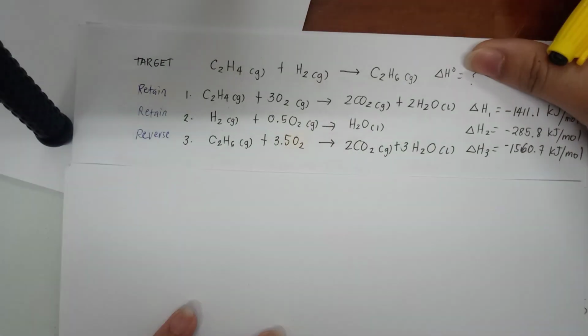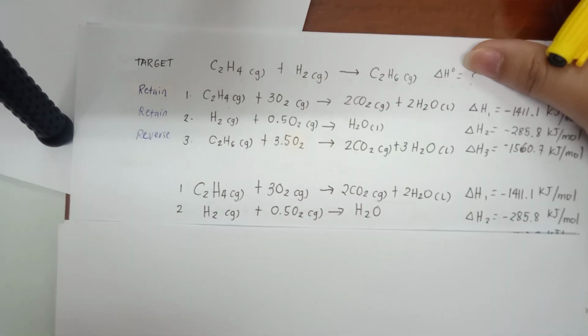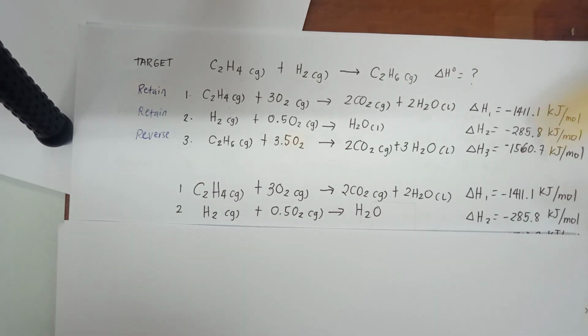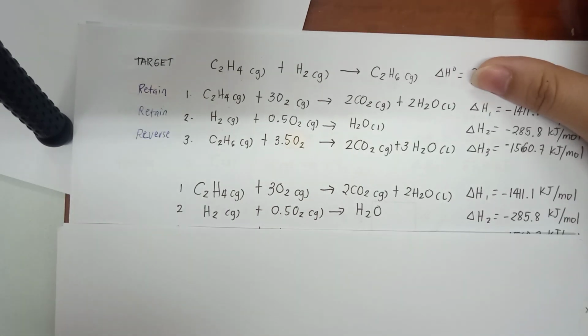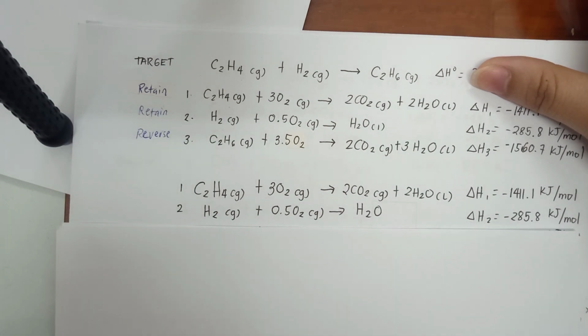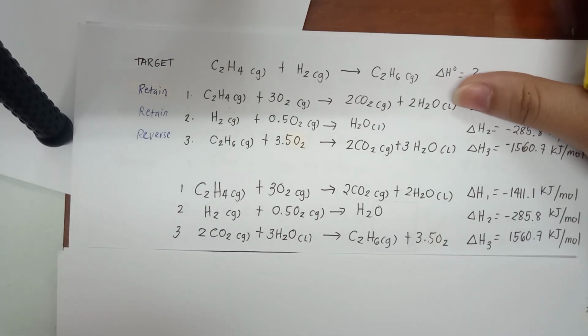So, pag ni-retain natin, kukopyahin lang natin yung mga intermediate reactions na i-retain together with their enthalpy. And then, pag ni-reverse natin, magiging reactant lahat ng product at yung product ay lahat ay magiging reactant and the enthalpy will be reversed from negative magiging positively charged. So, this is what will happen.